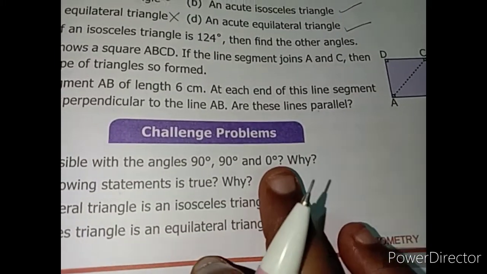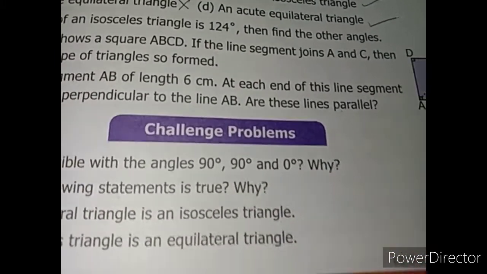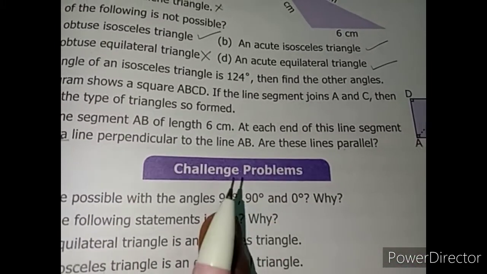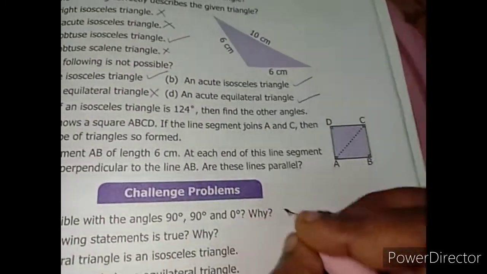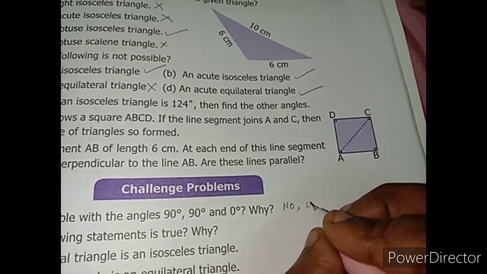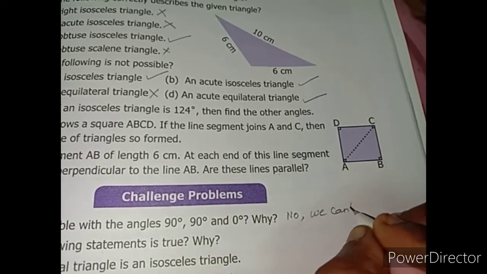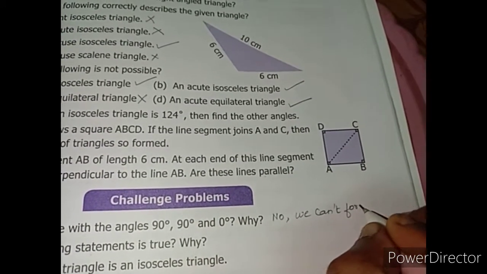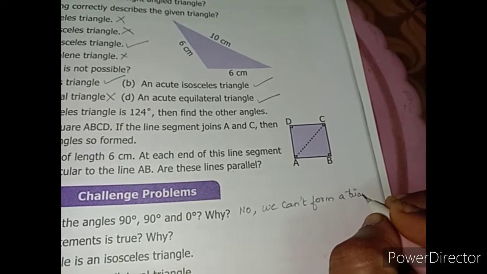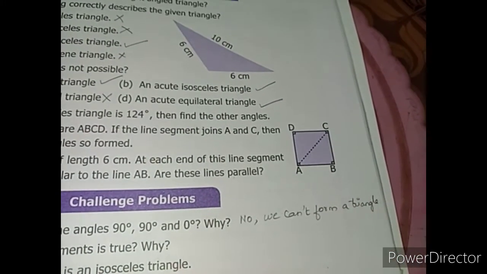But if it is given at 0 degree or something else also, we cannot form the triangle, because with these two itself it is covering 180 degree. So we cannot form a triangle. We can't form a triangle. Okay, so next question.